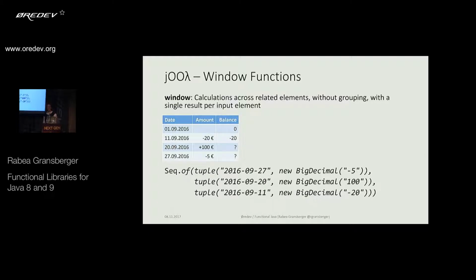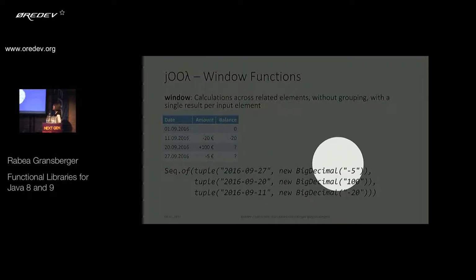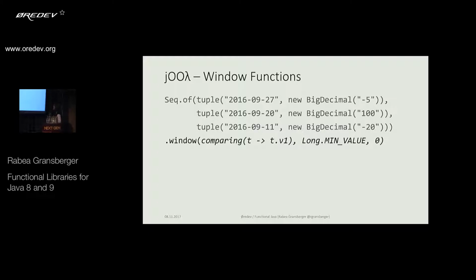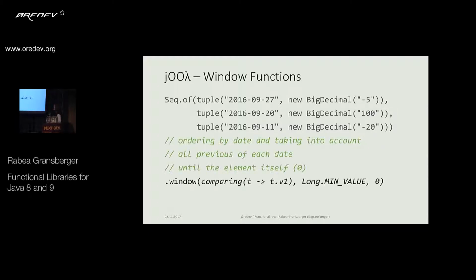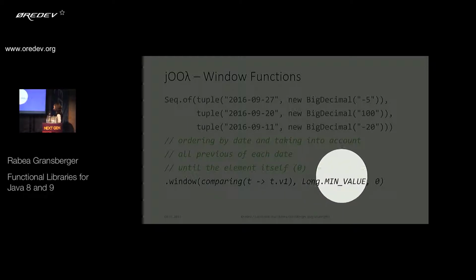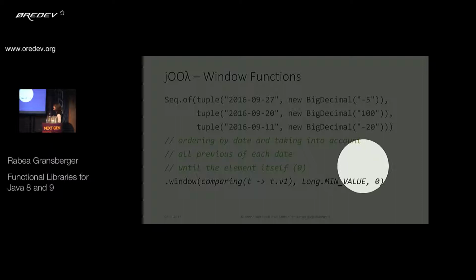So we initialize the jOOL library with a tuple2, and we pass in the dates, and we pass in the values for each of them. So we initialize it with the table, and we just create a stream or a sequence of that, and then we call the window function. So what the window function is doing, it's comparing all the keys here, or the value 1, which is all the dates. It's comparing by all the dates, so it sorts them first. And then it creates windows of all the previous dates of each of the dates. So for the 27th, all the previous dates would be the 20th and the 11th. And it goes up to the value itself, to 0.